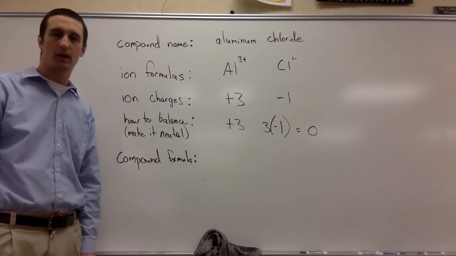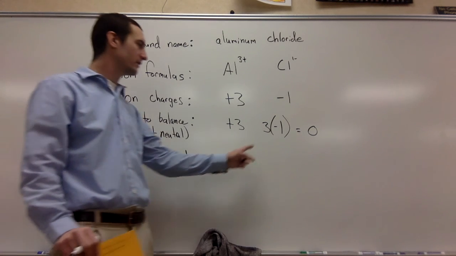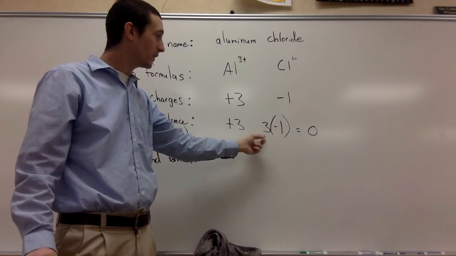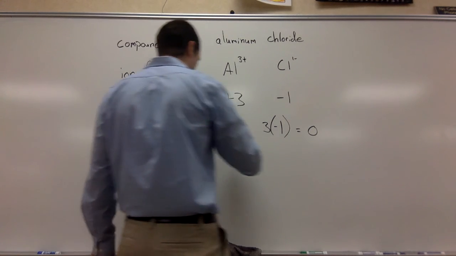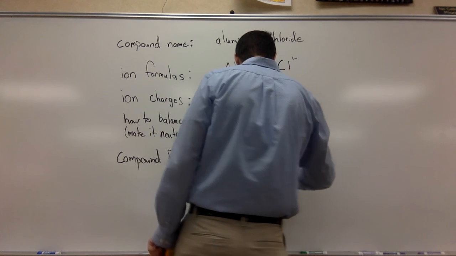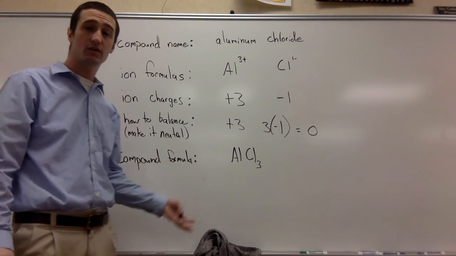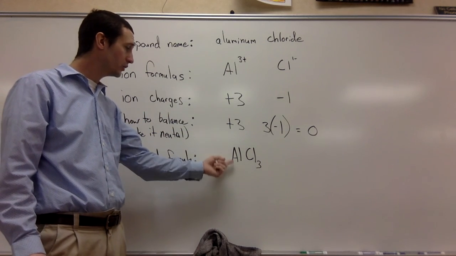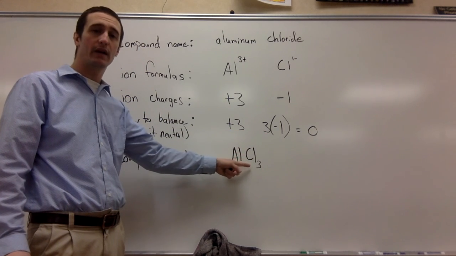One of the things about ionic compounds is they're always neutral. By multiplying the number of chlorides by 3, we end up with charges that balance. And so the final formula reflects the number of ions for each substance in the compound. So you have 1 aluminum ion and you have 3 of the chloride ions.